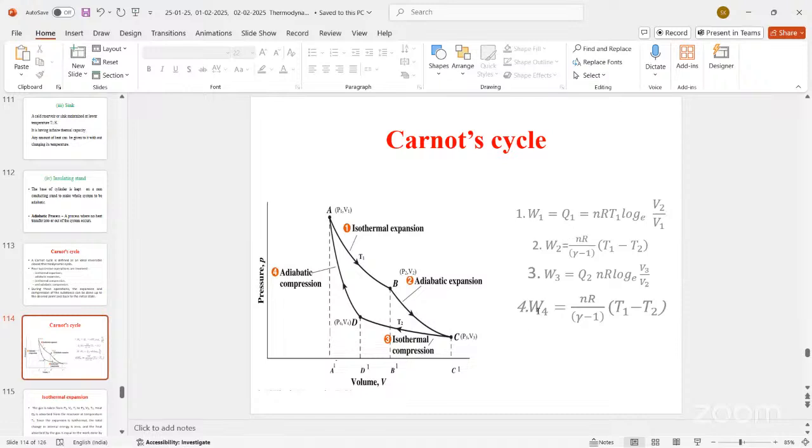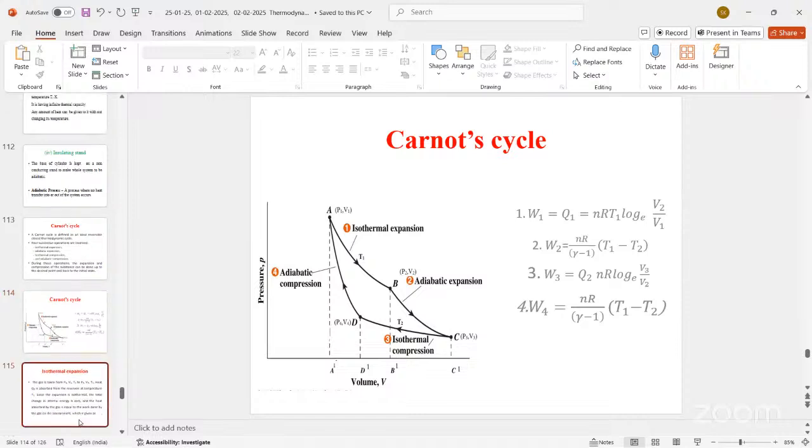So W4, what does it become here? In the fourth stage, nR by gamma. Look, this is the same equation. These are the compressions, these are the expansions. When we take the expansion, we will get these equations, V2 by V1 and here V3 by V2. Here T1 minus T2, T1 minus T2, same equation only. These are the Carnot cycle process.